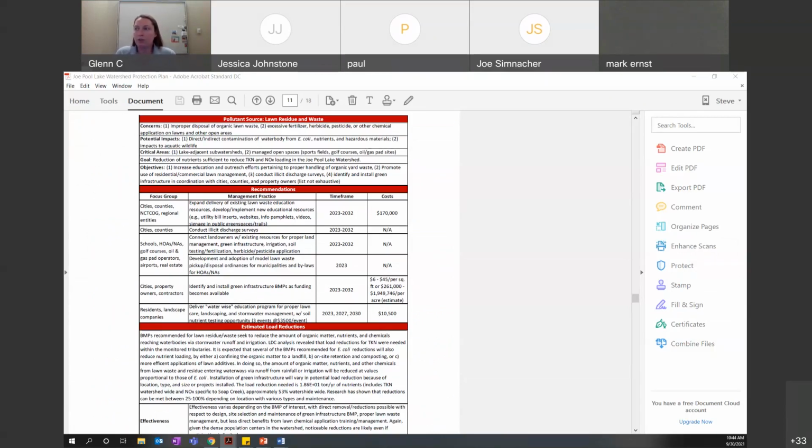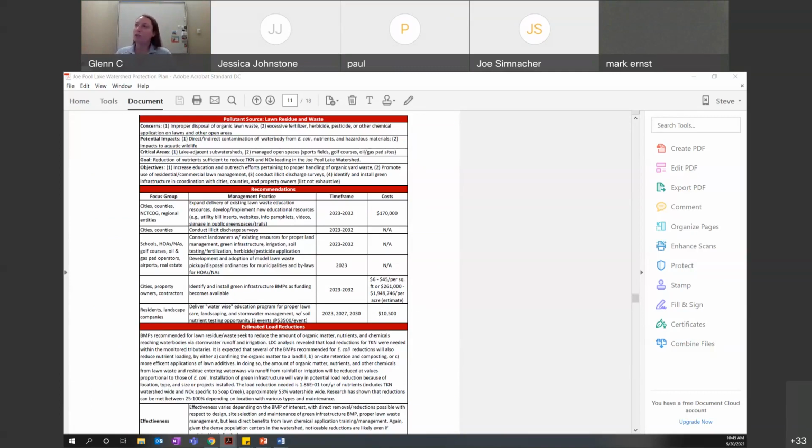So I put a lot of the green infrastructure quotes under this, but green infrastructure is going to fall under all the different pollutant source populations that we want to address, but I mainly quoted it under here. And okay, I'll get to how I made that.